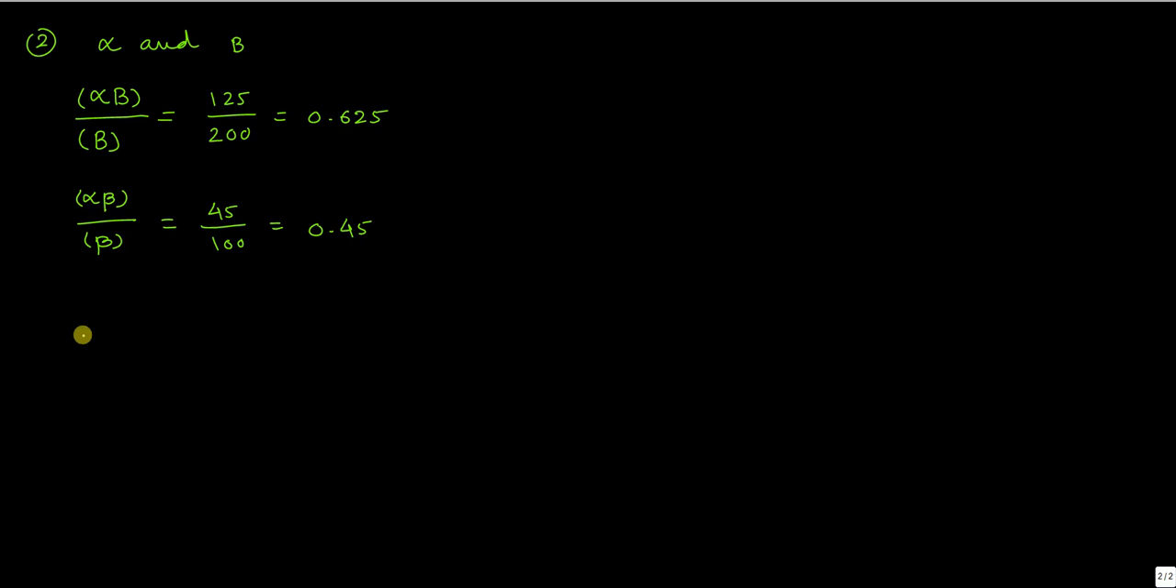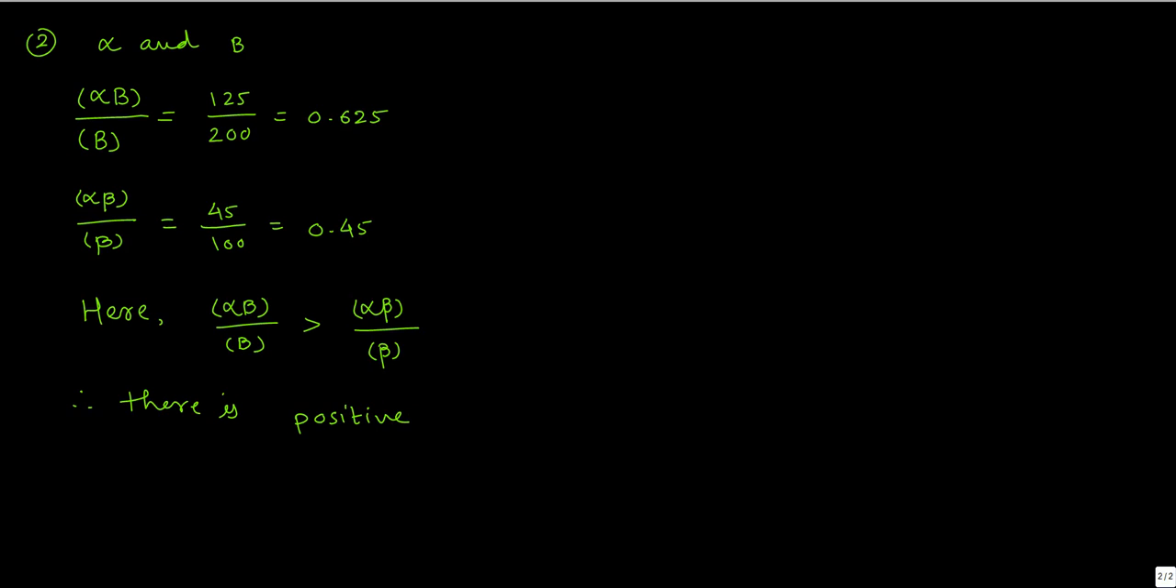Therefore, here alpha B upon B is greater than alpha beta upon beta. Therefore, there is positive association between alpha and B. Okay.